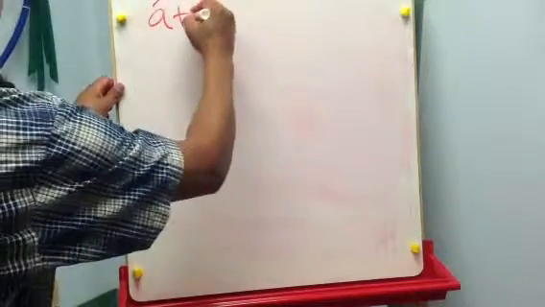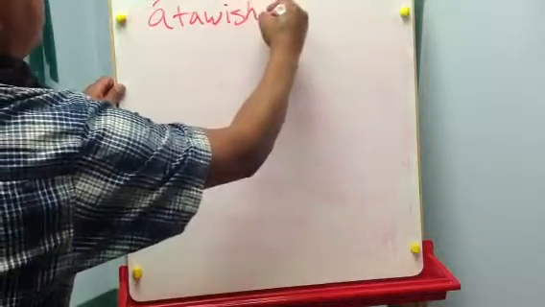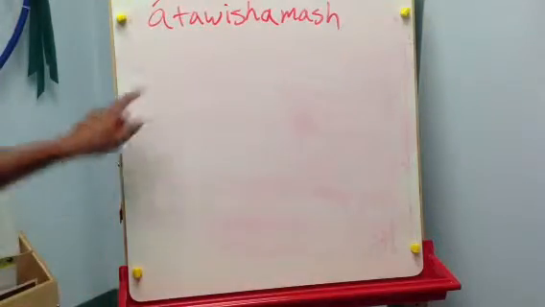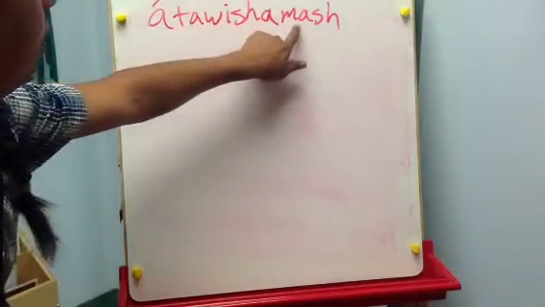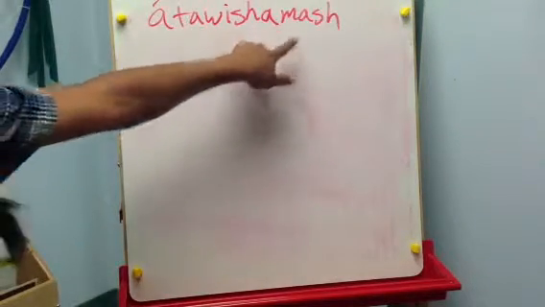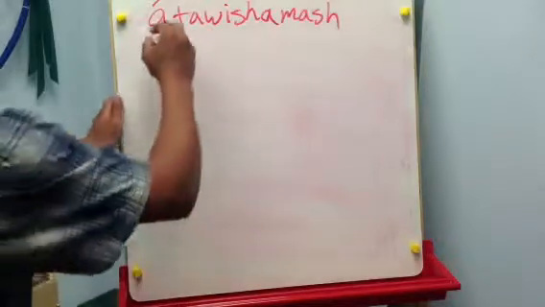This video will be used to give you a brief introduction on how to use verbs that have a subject and an object. So you may be familiar with some, like for I love you, atawi shamash, atawi shamash. The mash is I to you. I love you.